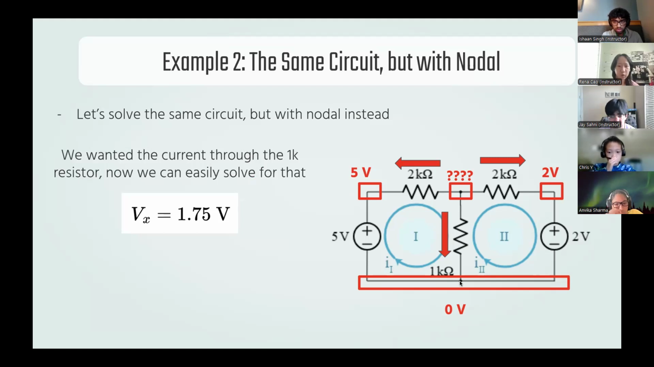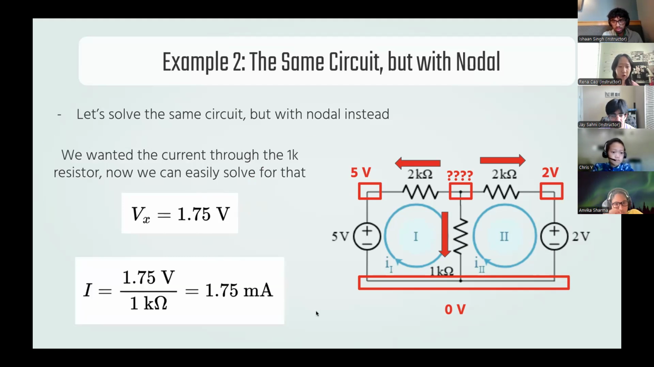And we wanted the current through the 1K resistor, so we can easily solve for that once we know the voltage through the node. Because we just plug in Ohm's law, so I equals V over R to get 1.75 milliamps. Is everyone clear on that?